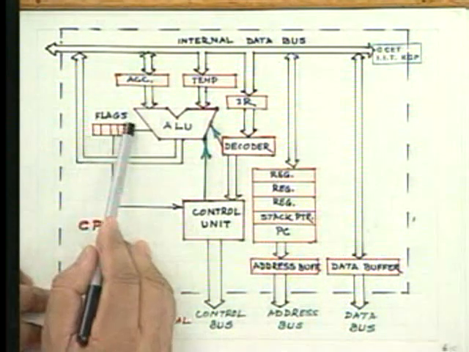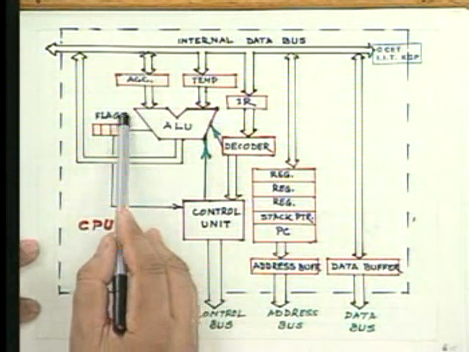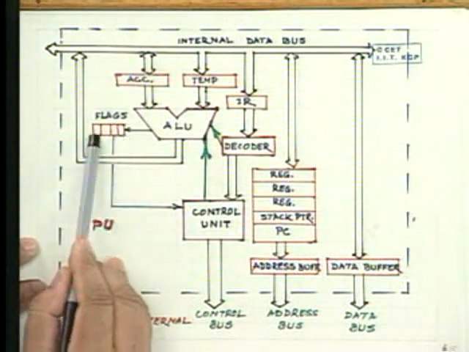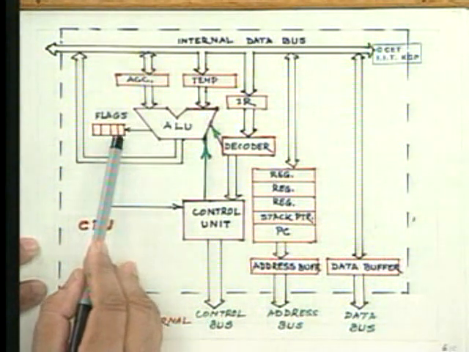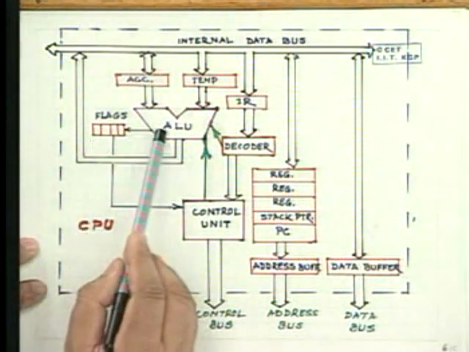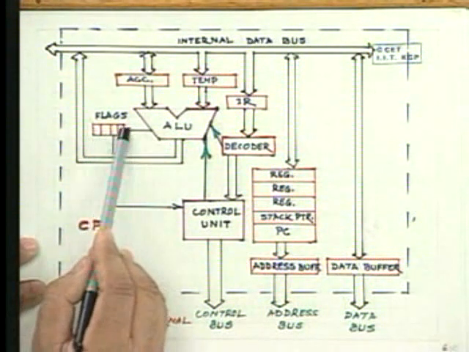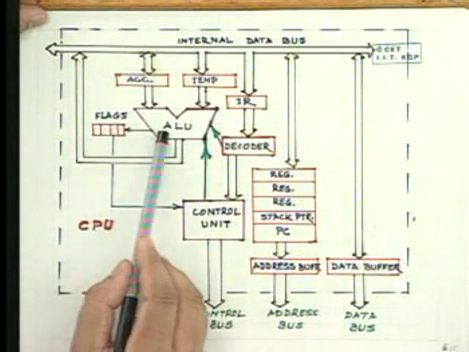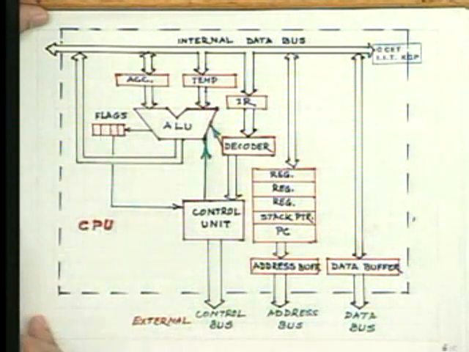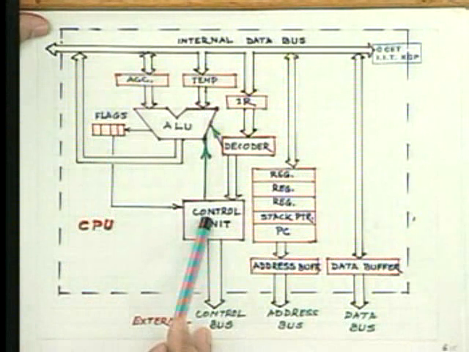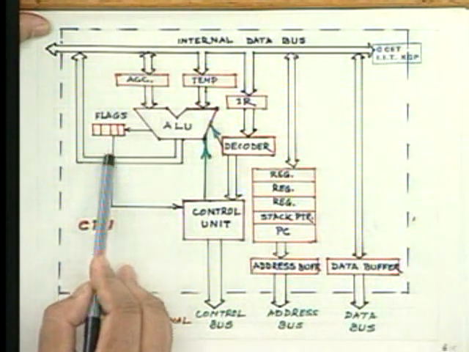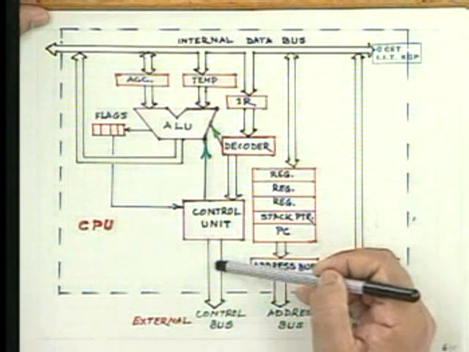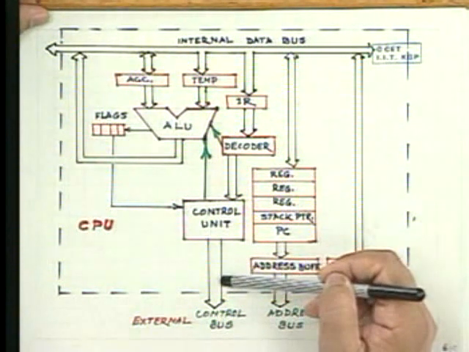Now here we have shown the flags, right? These flags, the sign flag or zero flag that I have shown, there are some such flags which are set or reset by the arithmetic and logic unit, the output of the arithmetic and logic unit, and which also will control. This will be an input to the control unit to decide what control functions, what control signals are to be generated.